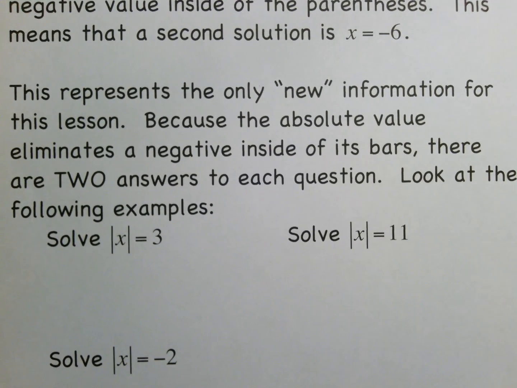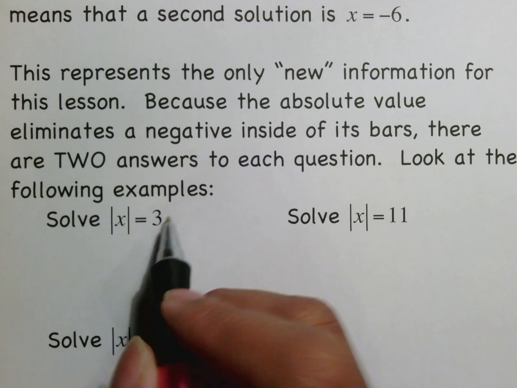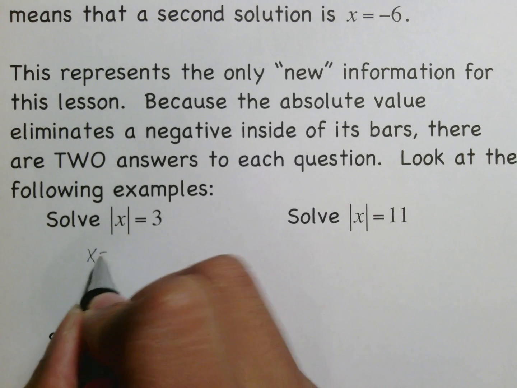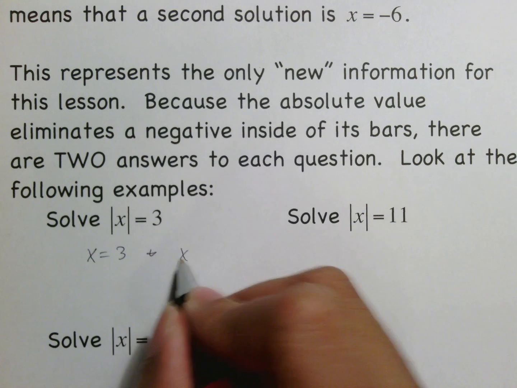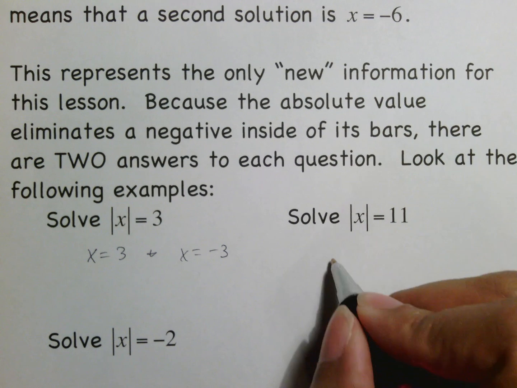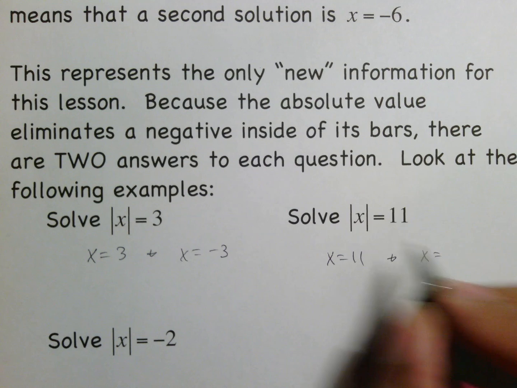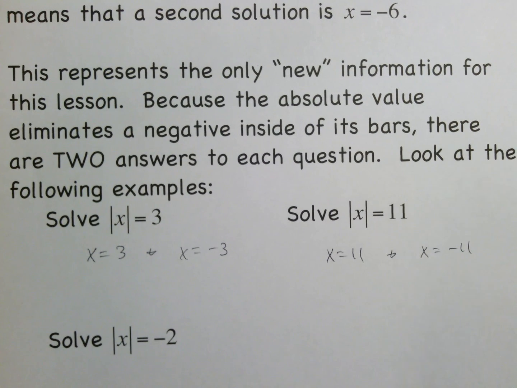So look at the following examples real fast just to see how I solve them. If you were asked to solve absolute value of x equals 3, you would simply say x equals 3 and x equals negative 3. If you were asked to solve absolute value of x equals 11, you would simply put x equals 11 because that's the obvious answer, and x could also be a negative 11 because that negative would disappear.